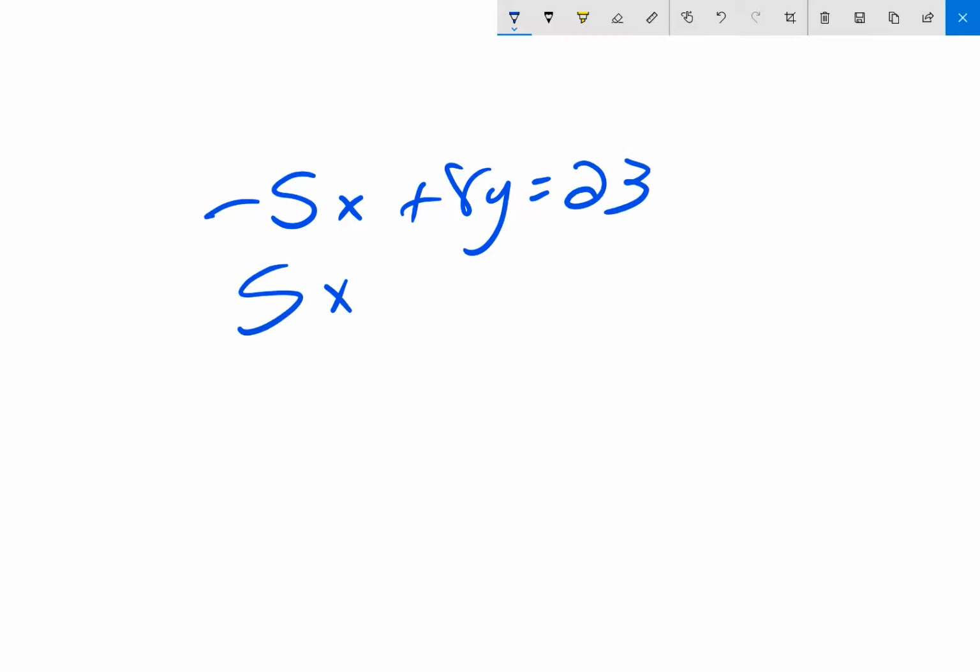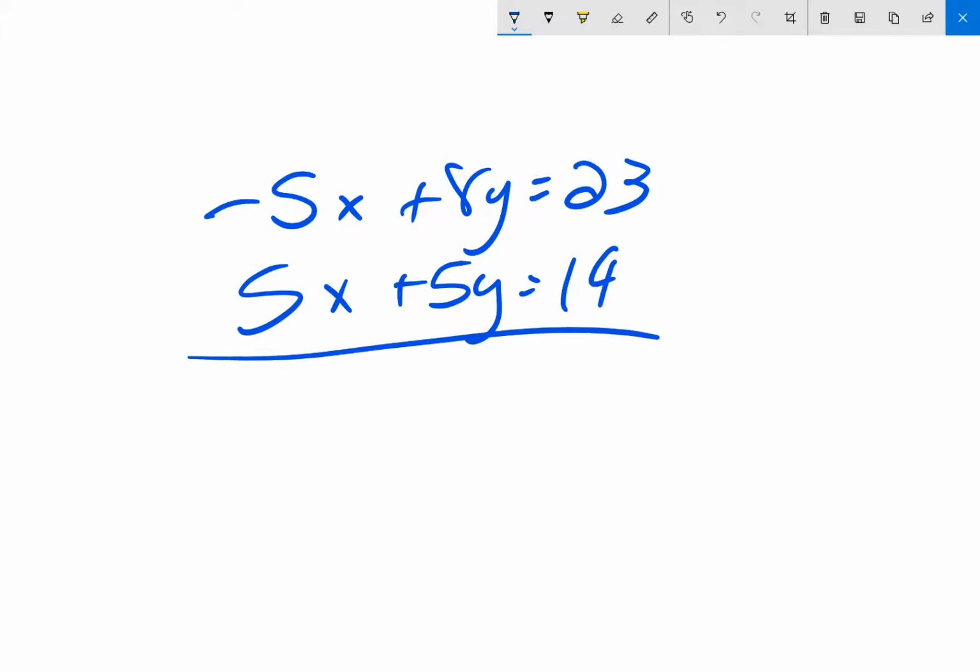So let me make up a different example that's similar to it, but not the same. Let's say I have negative 5x plus 8y equal to, I'm just going to make it up, 23. And then let's say I've got 5x plus 5y equal to 14. This is probably going to be a terrible answer, but at least I'll show you the process. If I'm using the elimination method, I just add the x's and y's together, with the intention of canceling them out.